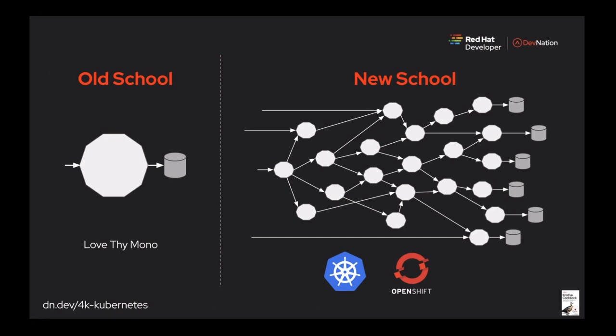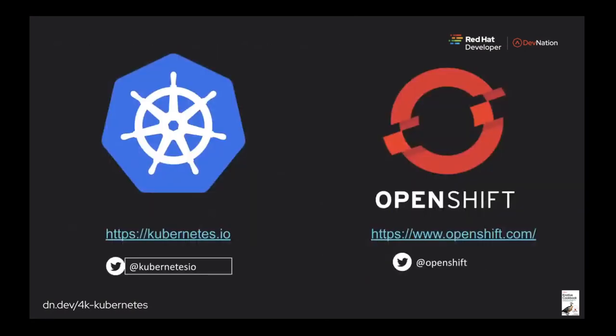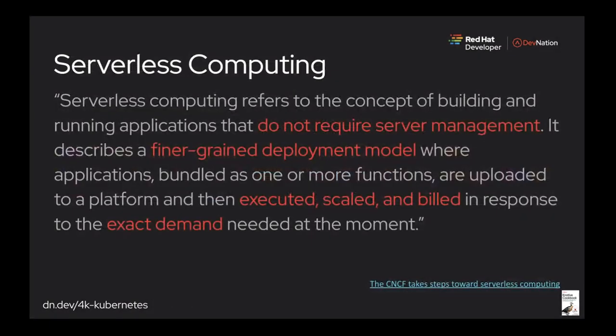This is one. Point number two is that whenever I run it on a cloud, this is going to run forever, right? Unless somebody kills it, it's going to consume cost whether there's usage or not. This is not the right model we want today, because when we move everything to cloud, we want to be optimal in what we use. That's exactly why serverless comes into the picture. In serverless, I have a fine-grained deployment model, and it's executed, scaled, and billed to exact demand. That's what serverless computing is all about.